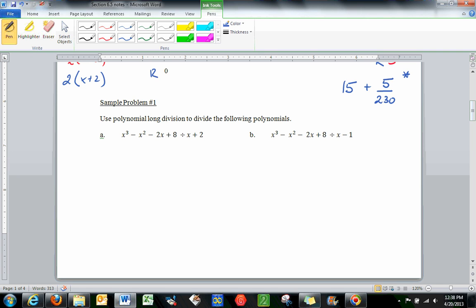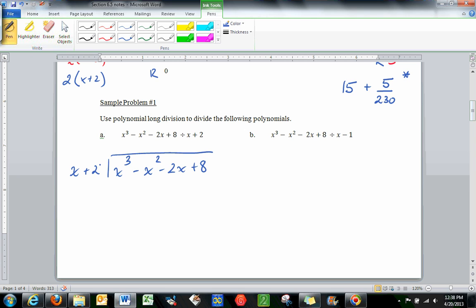Okay, let's set this up first. So we're going to start with x to the third. I'm just trying to give myself the right amount of space. x to the third minus x squared minus 2x plus 8. And of course I'm going to be dividing that by x plus 2.